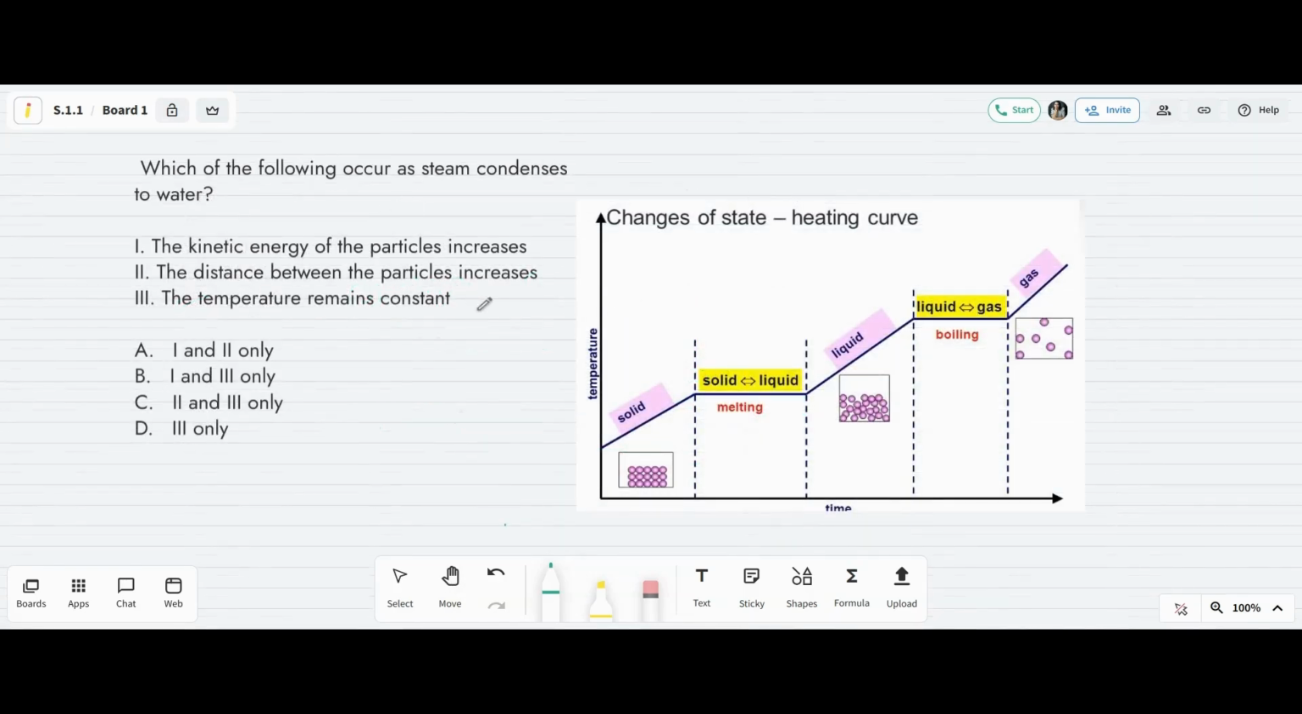Which of the following occurs as steam condenses to water? I've pulled up a heating curve here, which is really useful for us to understand how to do this question and the question following this.